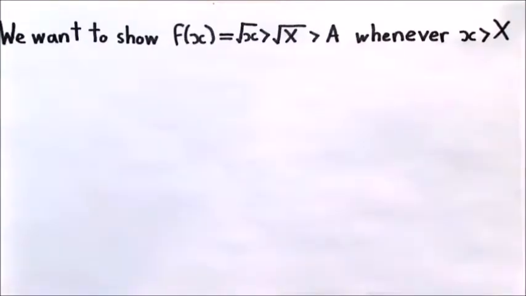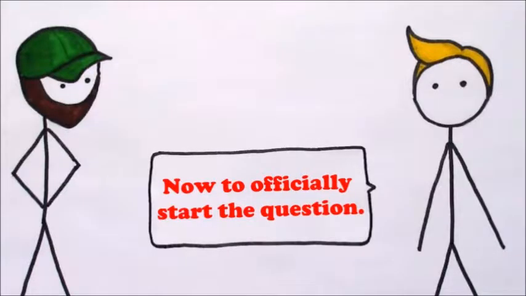The f of x equals the square root of x obviously comes from the question. We choose to leave g of x as the square root of x, as it's simple enough that we don't need to reduce it. The square root of little x, bigger than the square root of big X, comes from the whenever little x is greater than big X statement, but with both sides square rooted. The square root of big X greater than a comes from your choice of big X, which you will do in your working. Now to officially start the question.